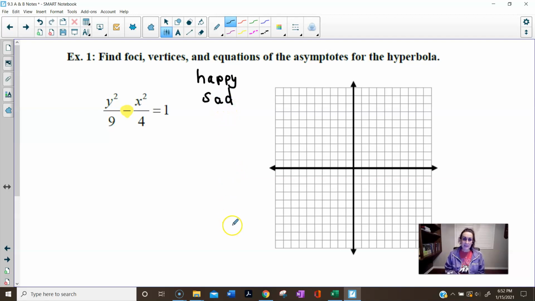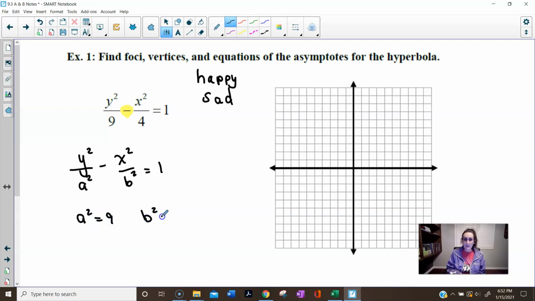Now looking at this, the formula is y squared over a squared subtract x squared over b squared is equal to 1. So the a squared is equal to 9 and the b squared is equal to 4. So 9 is under the y squared and 4 is under the x squared. How do I find a and b? Simply take the square root. So the square root of 9 is 3, and b, the square root of 4, is 2.